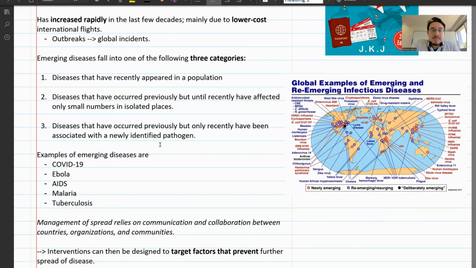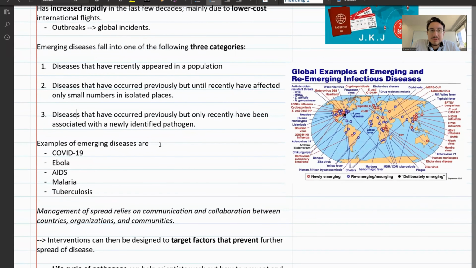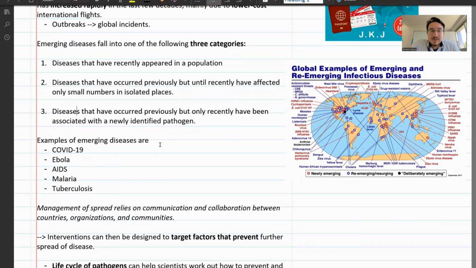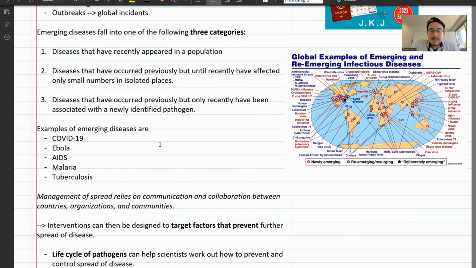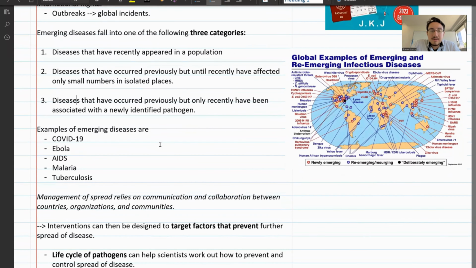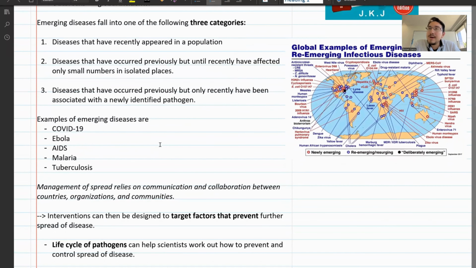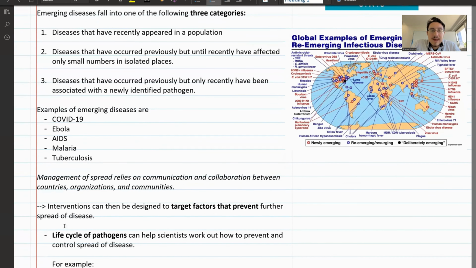Okay, so some examples of these emerging diseases are COVID-19, of course, which we all just experienced, the Ebola virus, AIDS, malaria and tuberculosis. And all of this requires scientists, epidemiologists, medical doctors, health scientists, to find a way to manage the spread.